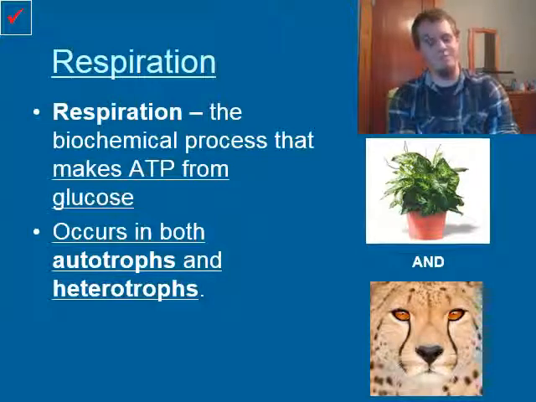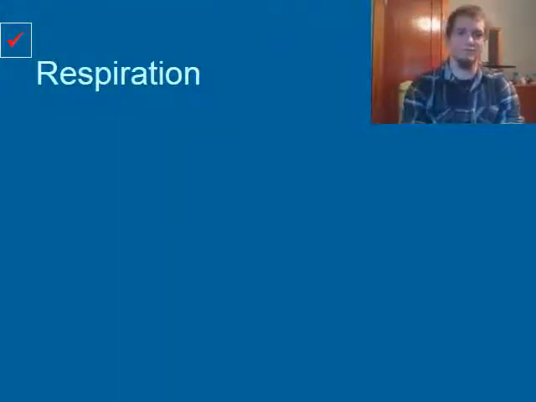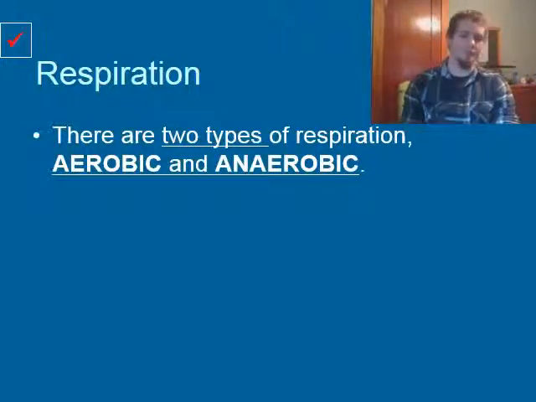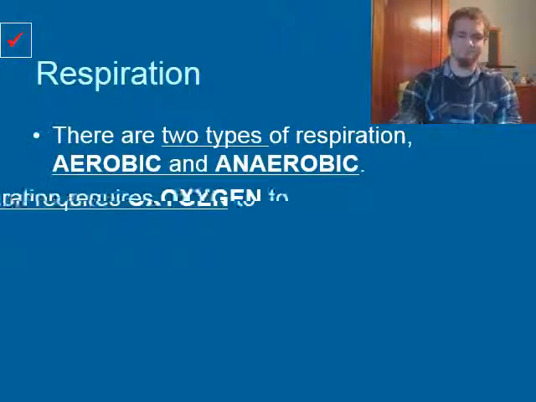So respiration occurs in both autotrophs and heterotrophs, specifically because of one organelle they both share, which is the mitochondria. So respiration. There are two main types of respiration. We have aerobic and anaerobic.